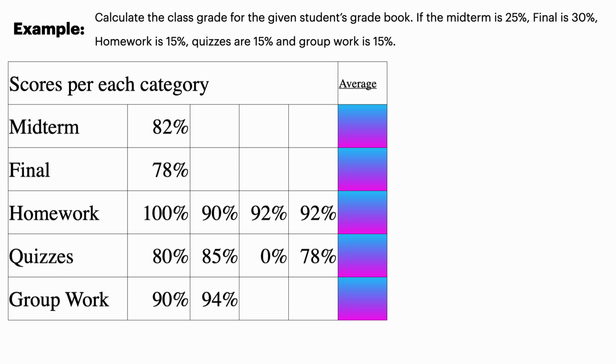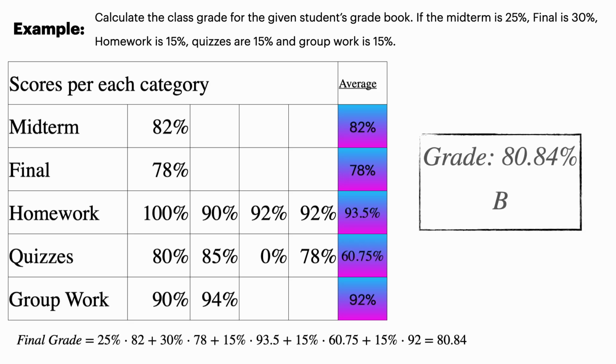Let's look at another weighted grade book. So the midterm, they got an 82. For the final exam, they got a 78. Here we have some homework scores, quiz scores, and group work. We do need to average those, and then we take the weight. So that's something you have to practice: if you have more than one homework score, you have to average those, and then we can do our standard procedure.